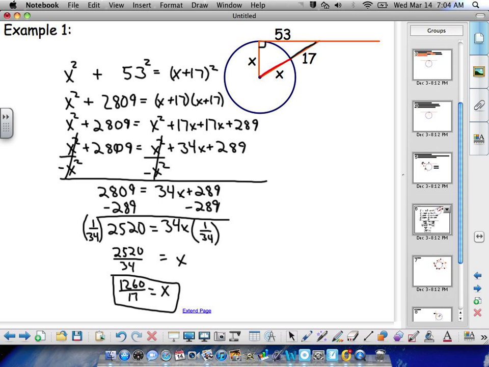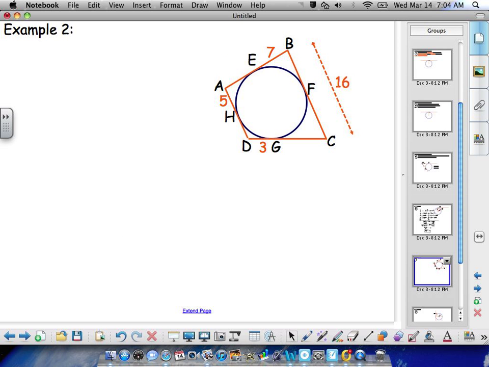The next type of problem we'll see is this one. Let's find all the missing segments. Let's find the measure of AE, HD, GC, BF, and FC. To solve this, we use the property that from an external point, the segments tangent to the circle are congruent.